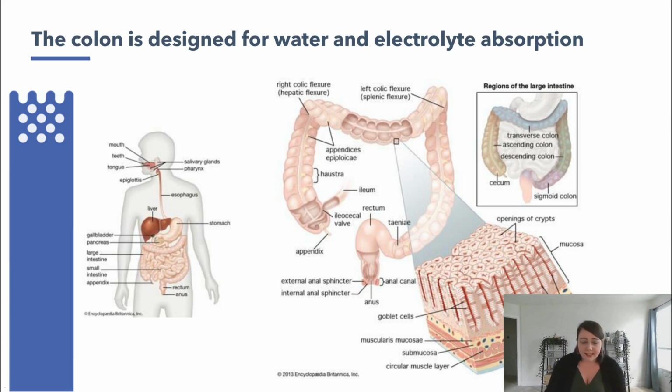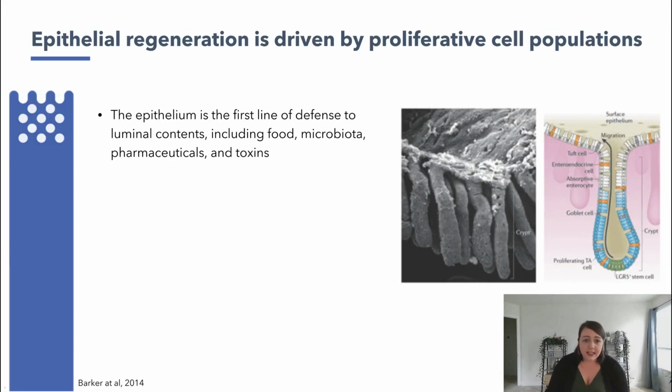If we zoom in on this epithelial layer, we see it popped out here in the image on the right, which focuses on this epithelial layer. And this is important because it's the first line of defense to everything that you find in the lumen of your gut. And this includes food, microbiota, pharmaceuticals, and toxins. And so the image shows you a schematic of what those epithelial cells look like.